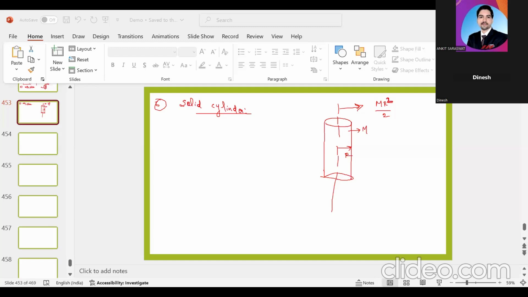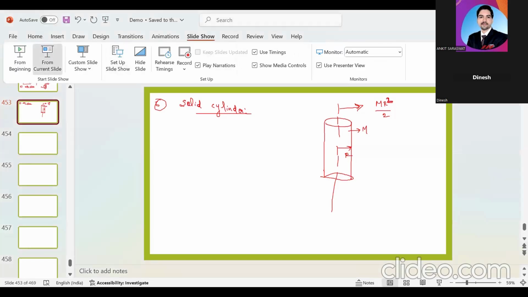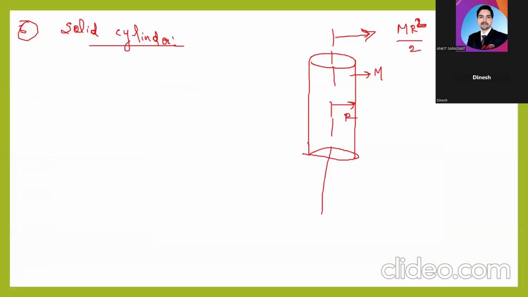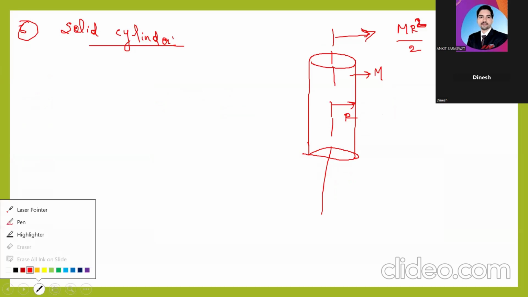Is my screen visible to you? Yes, sir. So we have discussed the moment of inertia of a solid cylinder. About its axis it is mr square by 2. It is similar to like this.